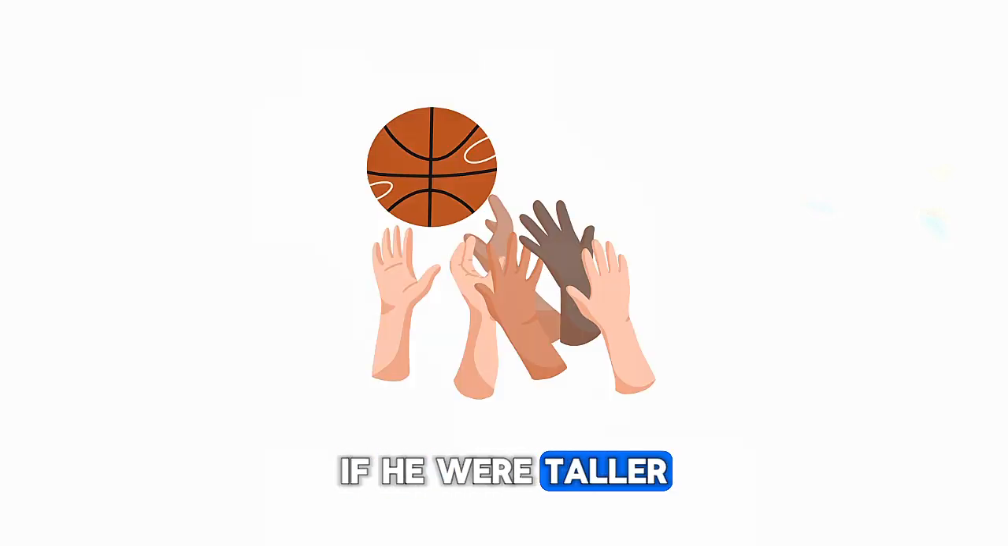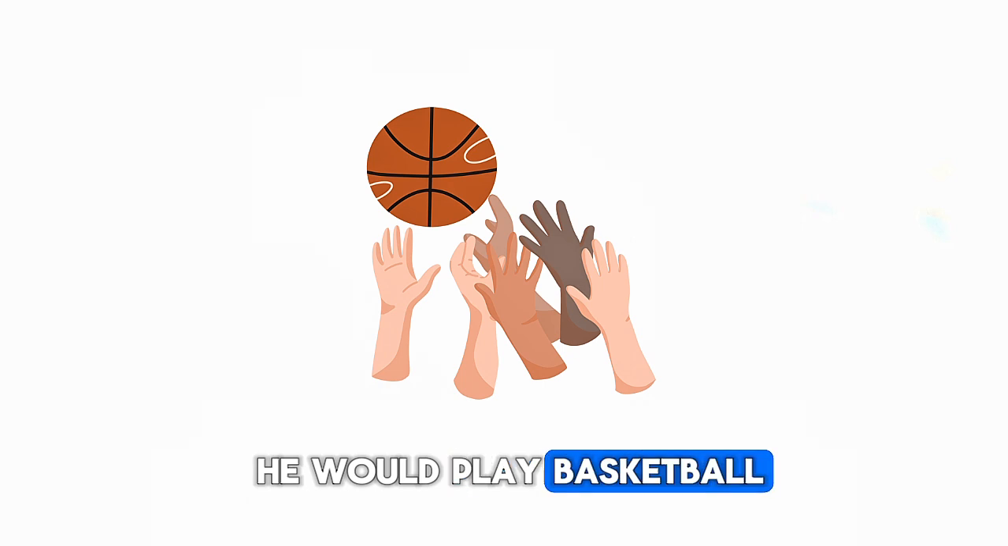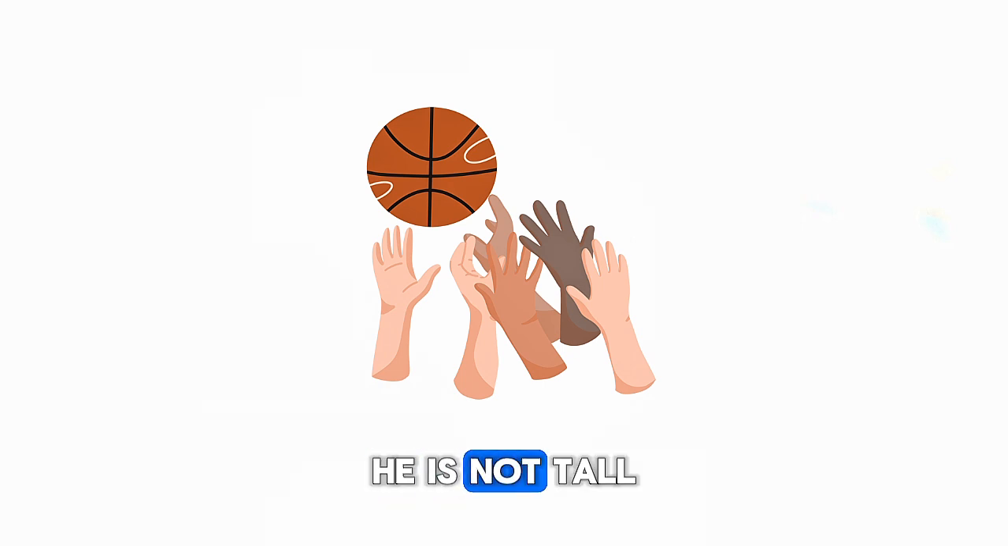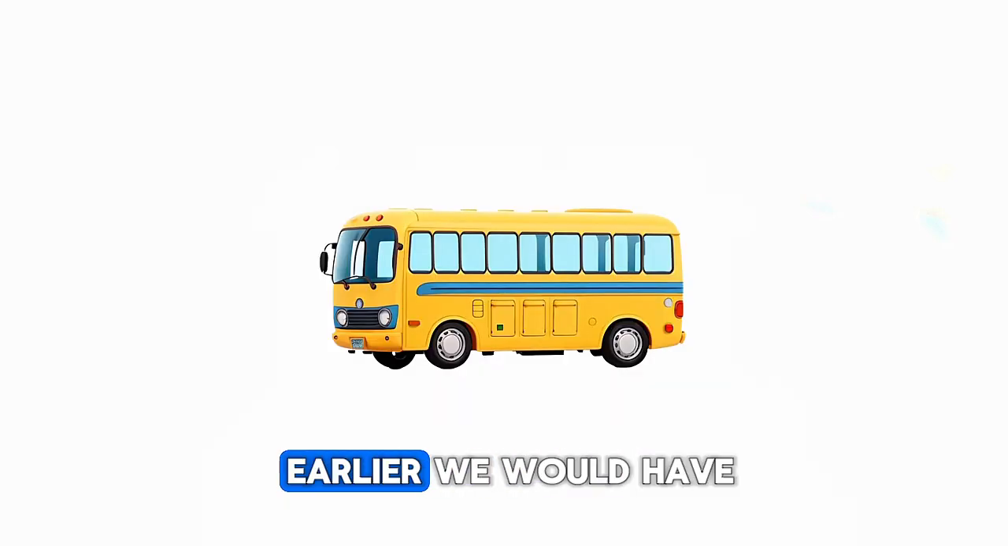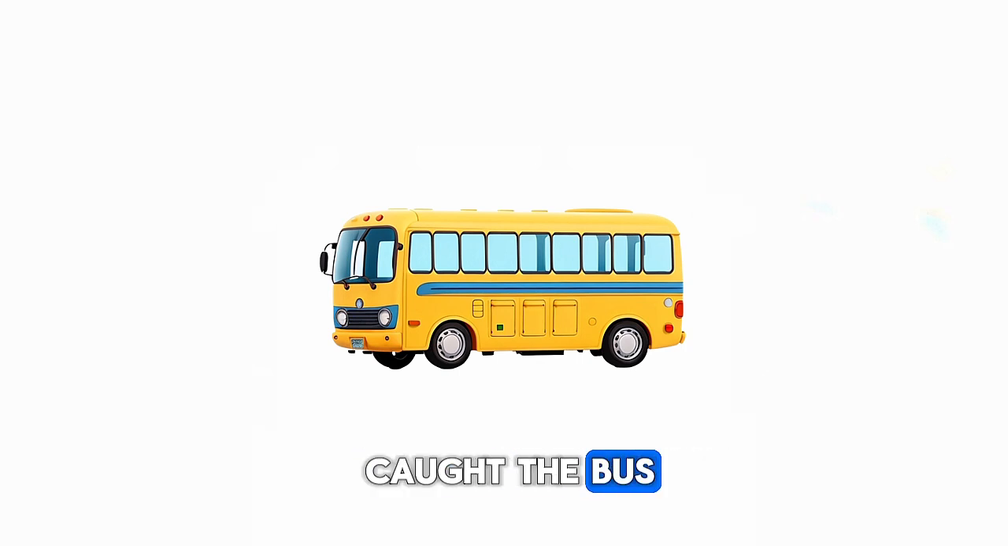Second conditional example. If he were taller, he would play basketball. He is not tall right now. Unreal present. Third conditional example. If we had left earlier, we would have caught the bus. The event is over. You missed the bus. It's regret.